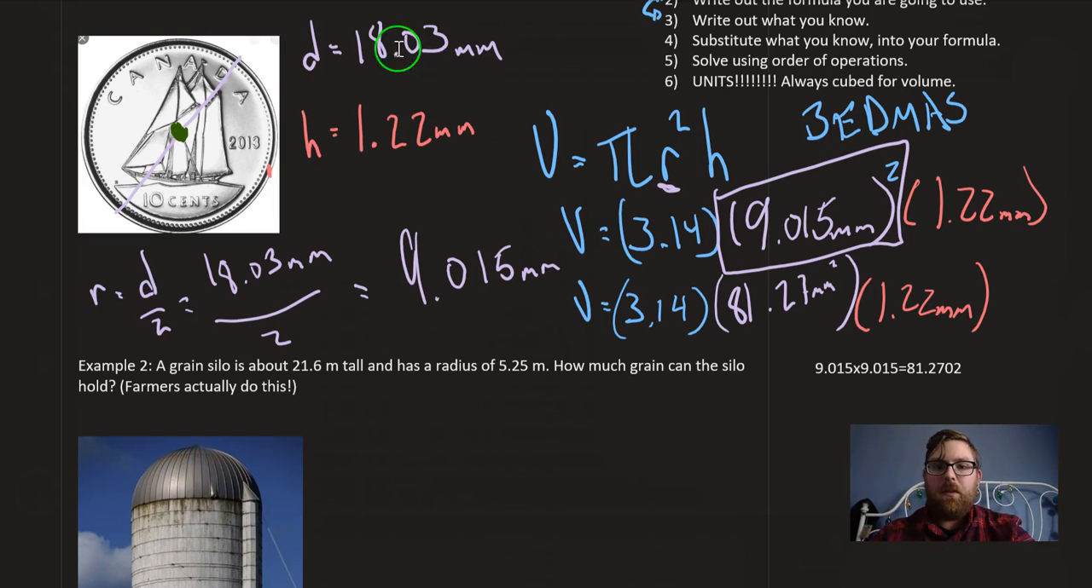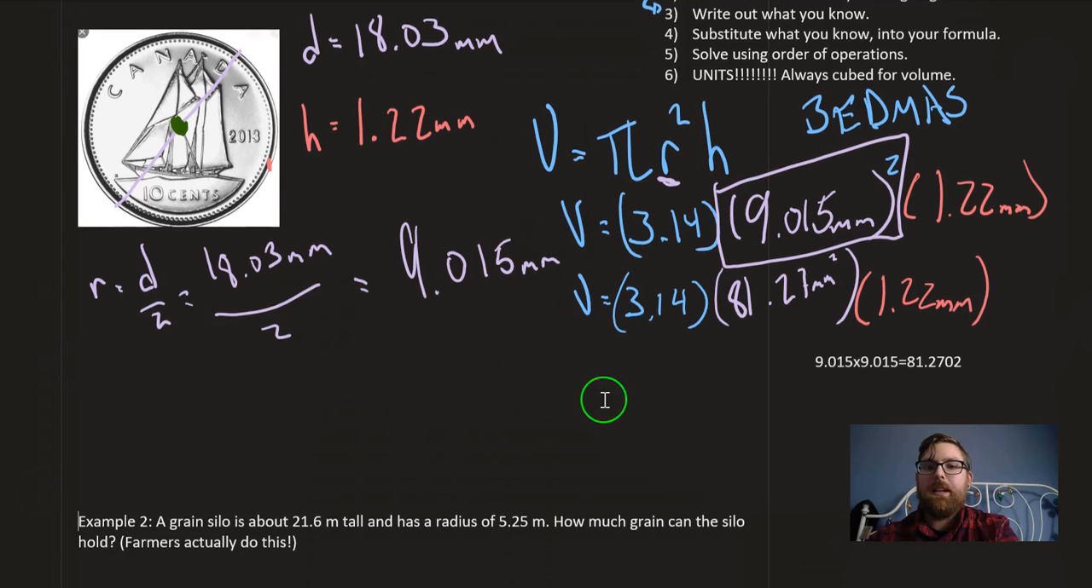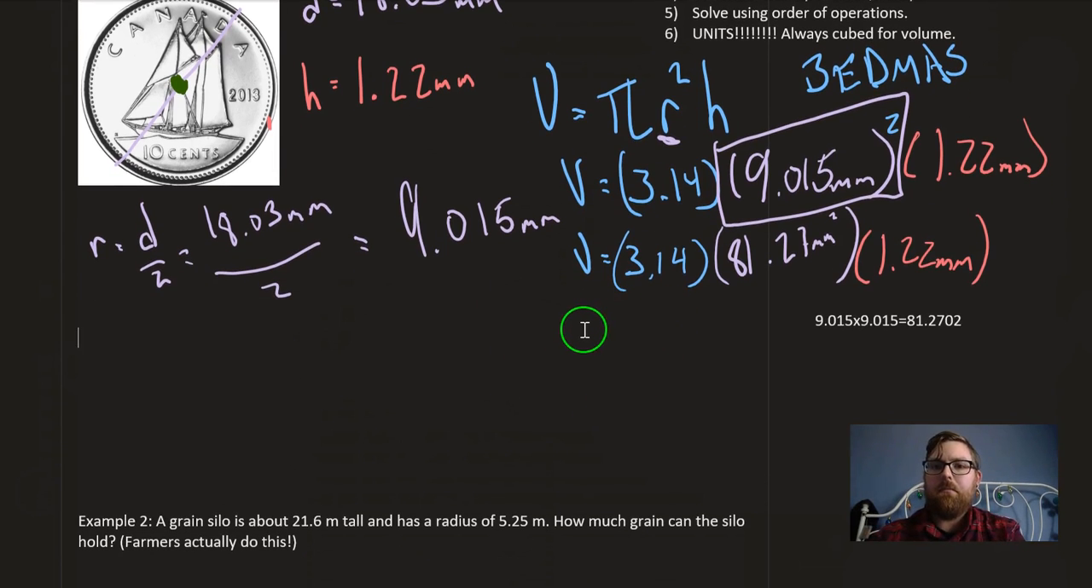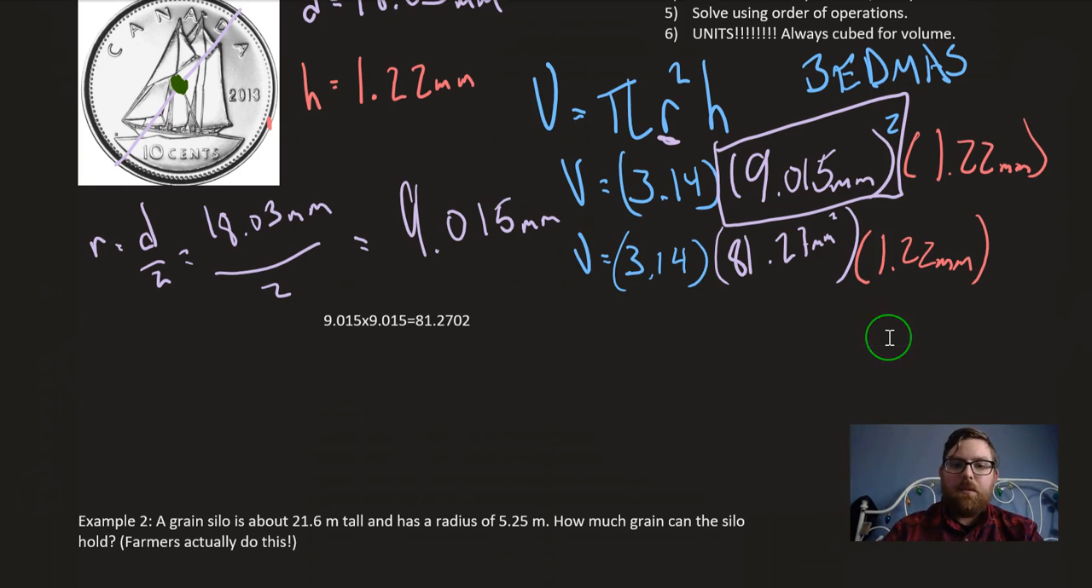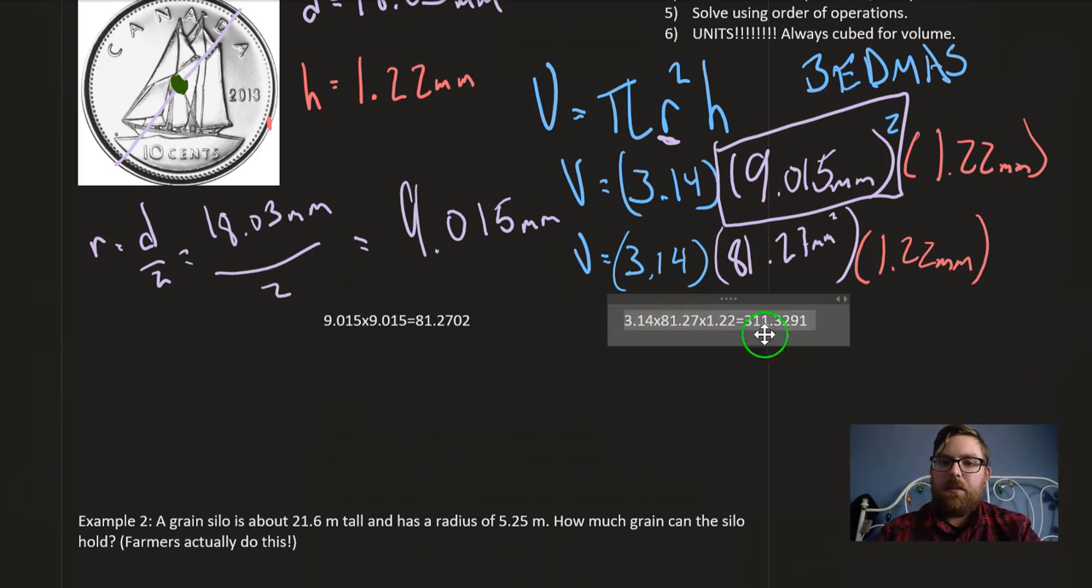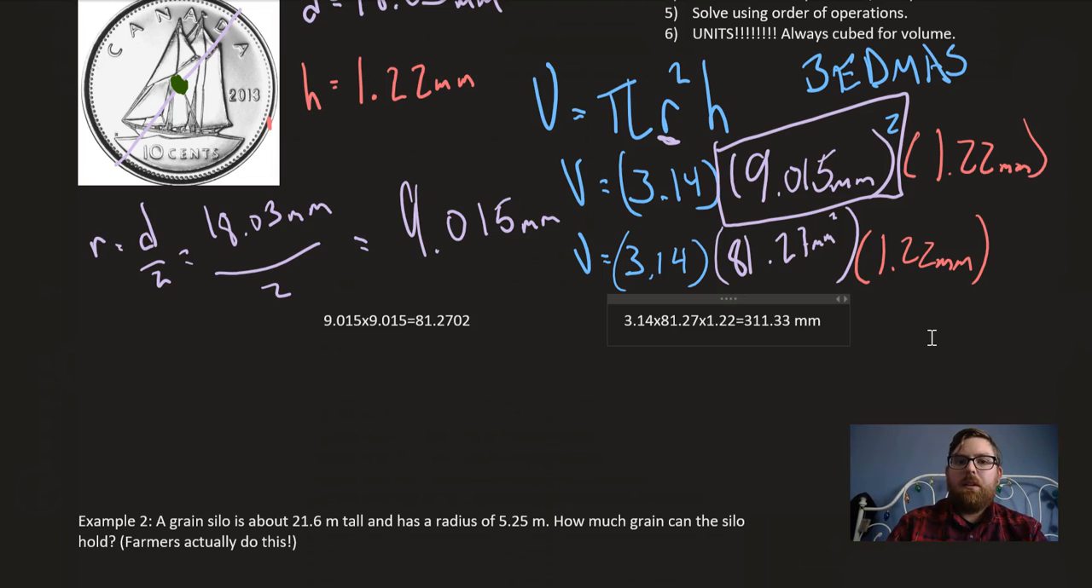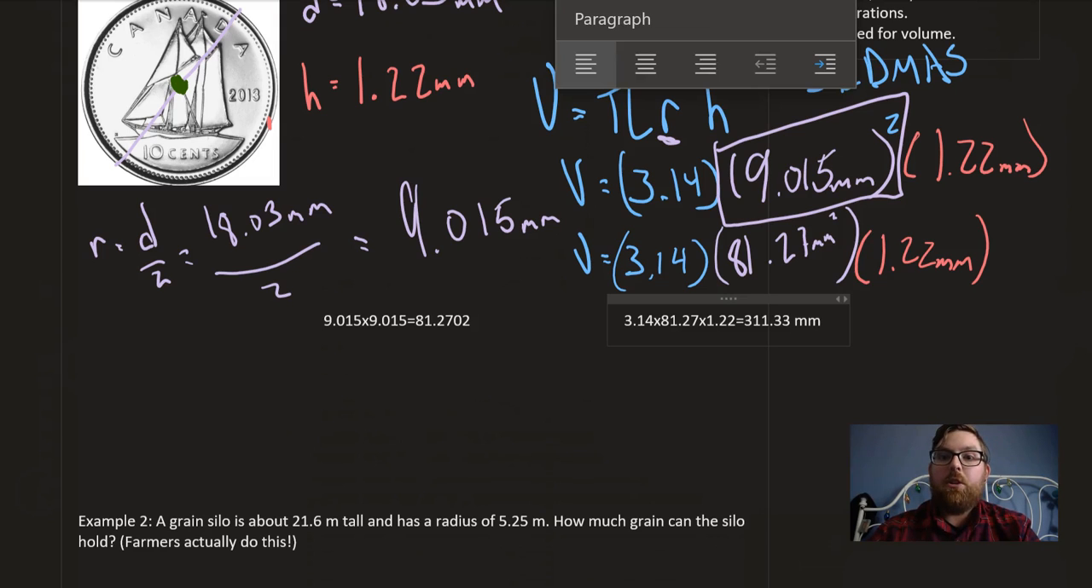All right. So now that we have the squared out of the way, we can keep going through our order of operations. So we have brackets done, exponents done, no division, and looking at multiplication. And look at that, we have 3 things that we're multiplying. And so there we have it. It's going to be 311.33 millimeters squared. Or sorry, cubed. There we go.